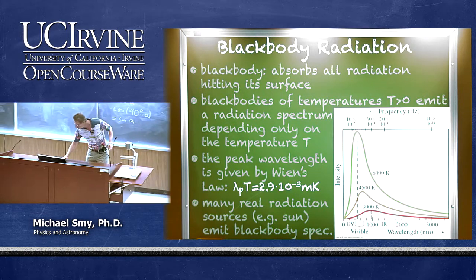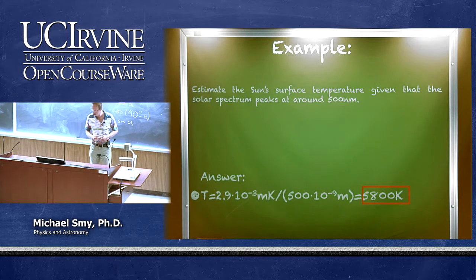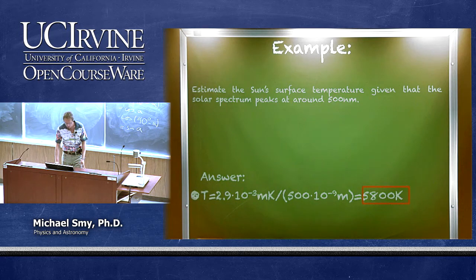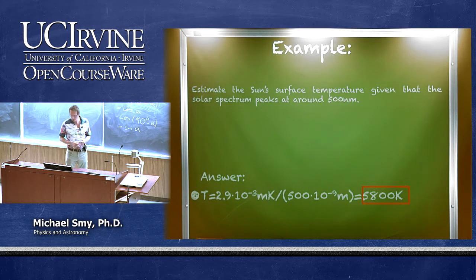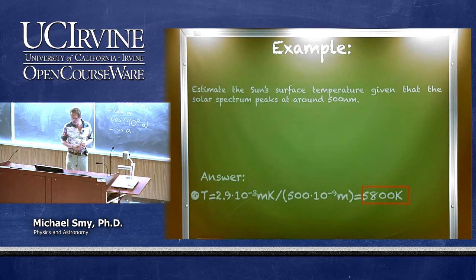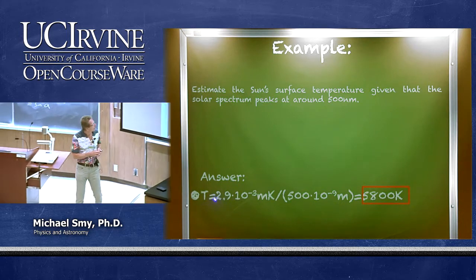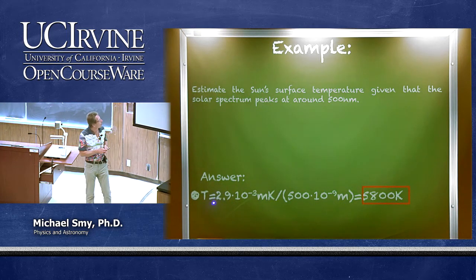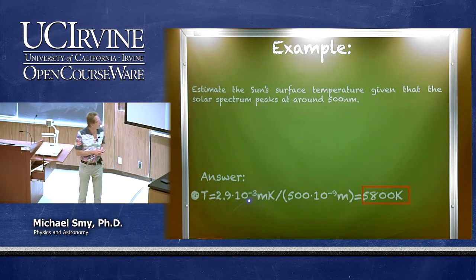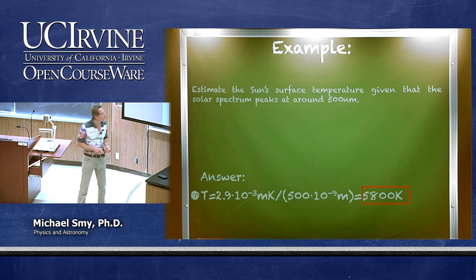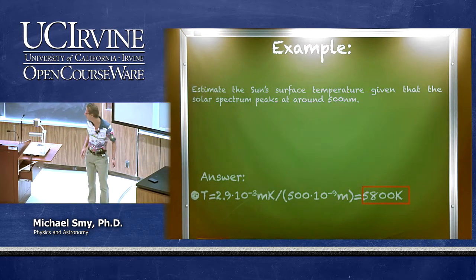So let's look at an example. The example is the sun's surface temperature. So let's estimate the sun's surface temperature given that we know that the solar spectrum peaks at about 500 nanometers. And if we divide this Wien constant, 2.9 times 10 to the minus 3 meters times Kelvin, by half a micron, then we get the radiation temperature of the sun, which is 5,800 Kelvin.